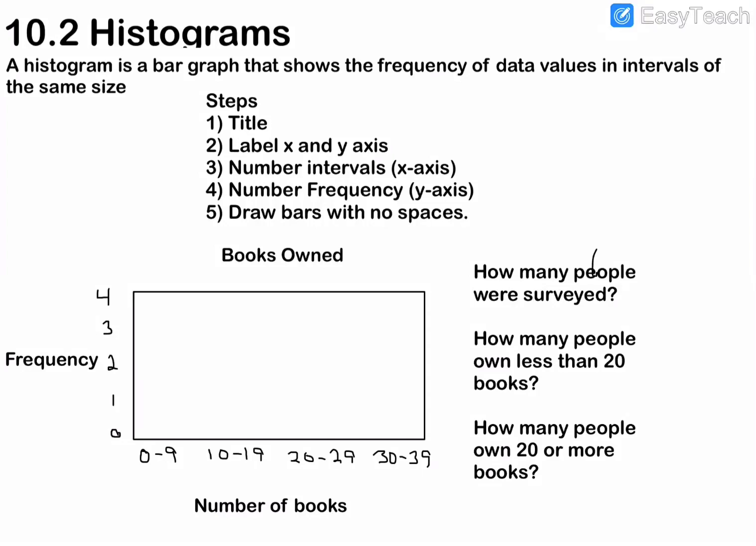So histograms are basically a bar graph that shows the frequency of data values in intervals of the same size. Okay, so when you have a bar graph, you usually just have each bar represents one value. But in a histogram, the bars are going to represent a range of values. And that range of values has to have the same range per bar. So I'll show you what that means.